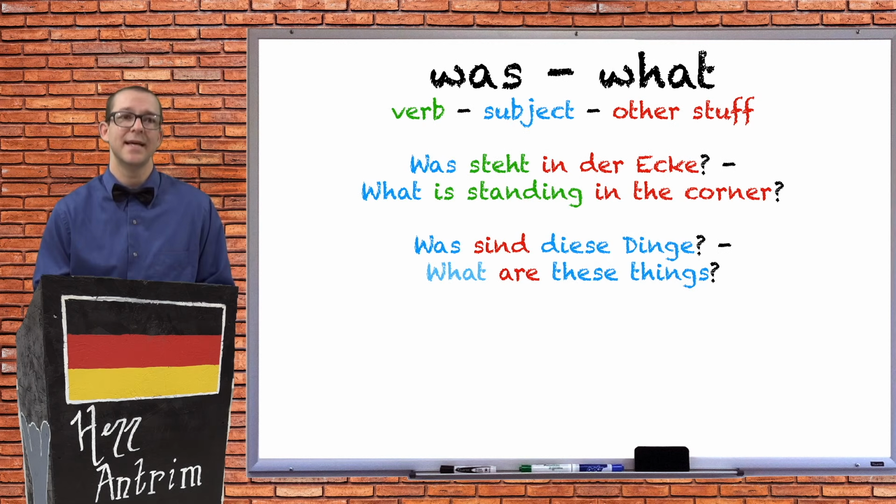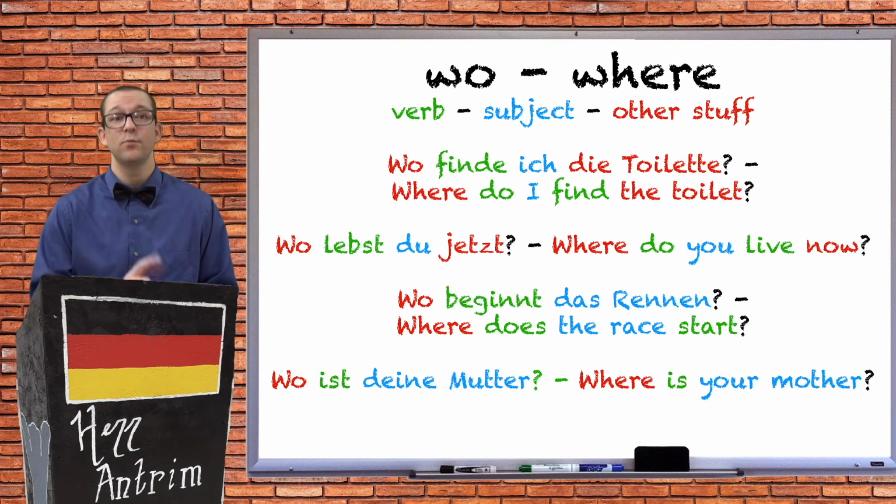It's important to note that technically Dinge are the subject of the sentence along with was due to the special nature of the verb sein, which again I'll talk about in a few weeks. Next up we have the question word wo, which means where in English. This is great for asking where things are, which is pretty important when you're first visiting Germany.